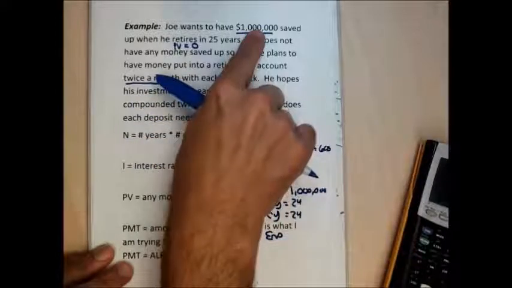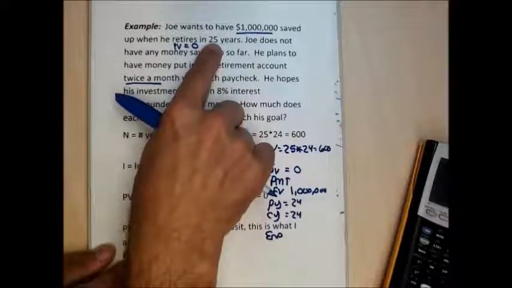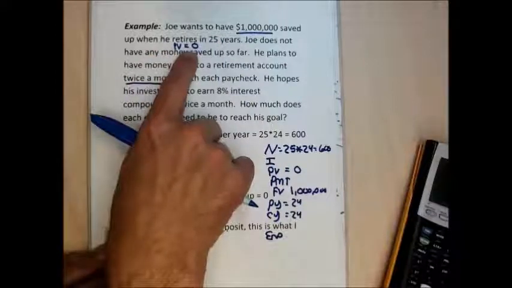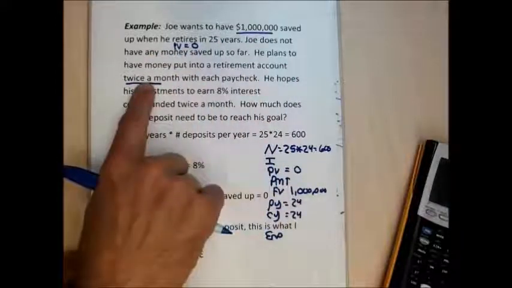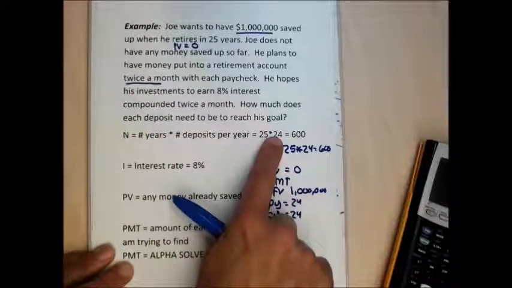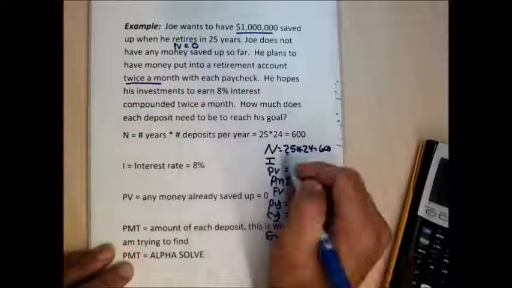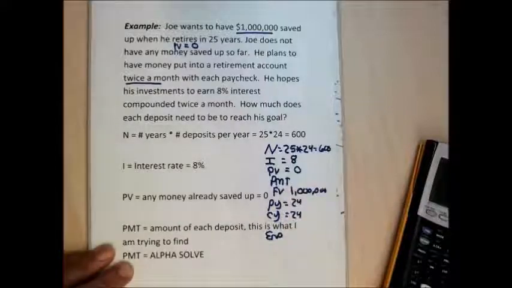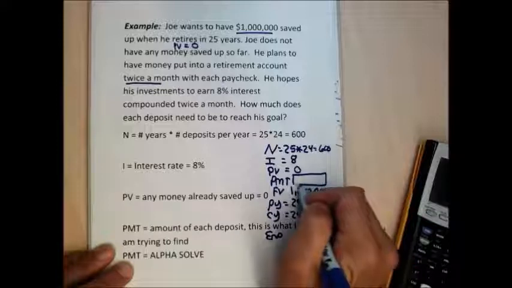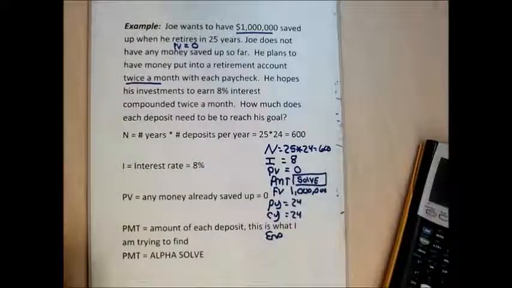So Joe wants to have a future value of $1 million saved up in 25 years. That's part of the computation for the N. Joe doesn't have any money saved up, so the PV is 0. He plans to put money in a retirement account twice a month, so the PY and the CY are 24. The other number that you multiply to get the N by is 24. He hopes the investment earns 8% interest. That's what the I is going to be. How much does he need to deposit to reach his goal? This is what Joe is going to solve for. He's going to solve for how much he needs to get taken out of his paycheck to get there.